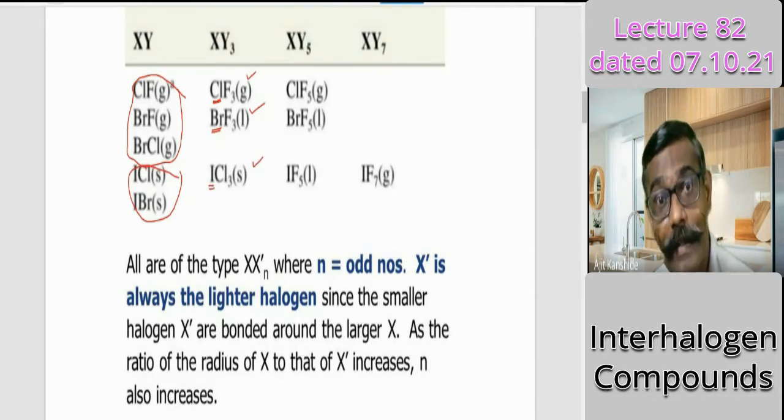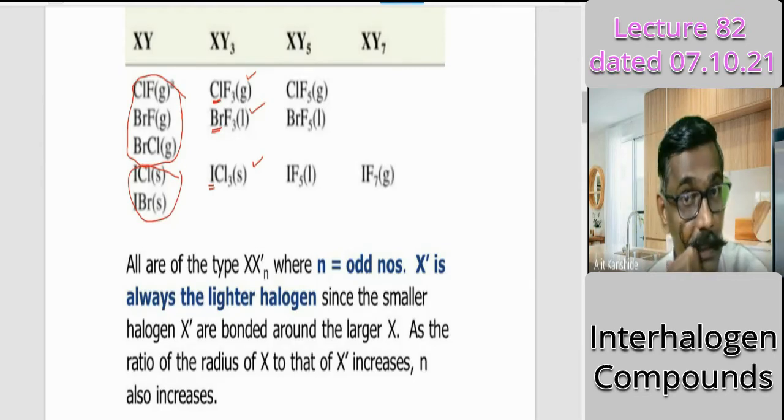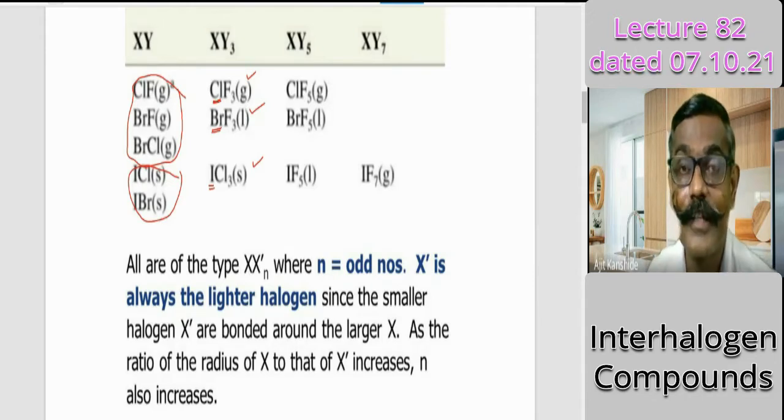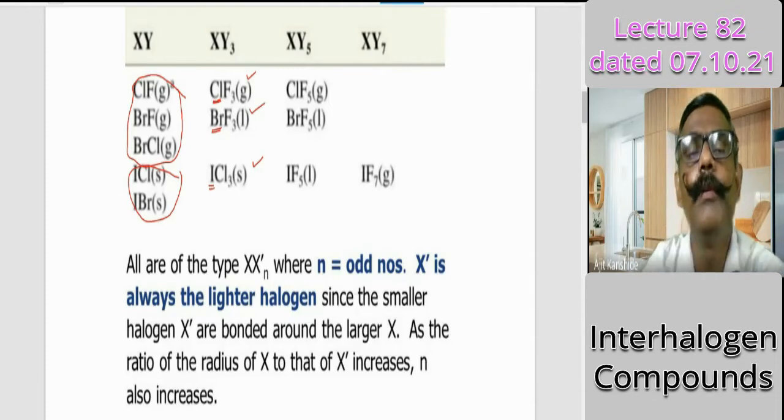You will understand that as we go down towards iodine, if that iodine remains the central atom, then chances are that such a compound will be solid, or maybe to a lesser extent liquid. About the XY3 category, it will be solid.